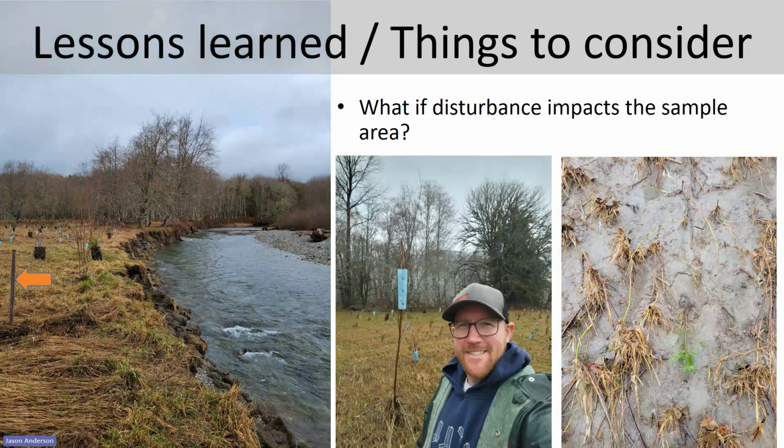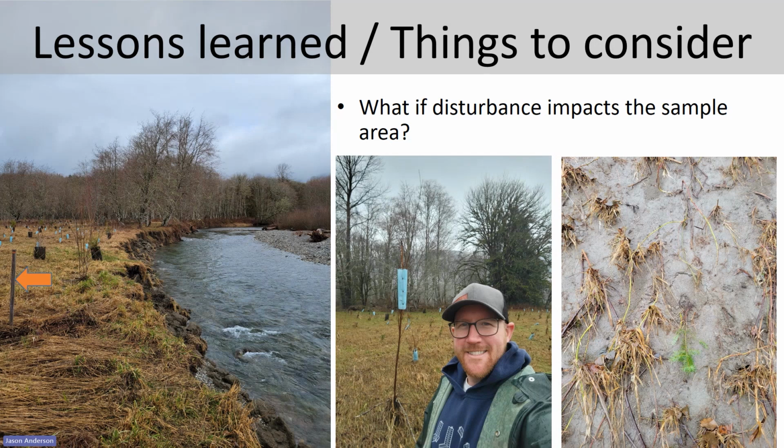Okay, so what if disturbance impacts your sample area? This could be biotic disturbance like browse from elk, deer, beaver, or small rodents, or even damage from people. It could also include abiotic disturbance such as flooding or wind throw.